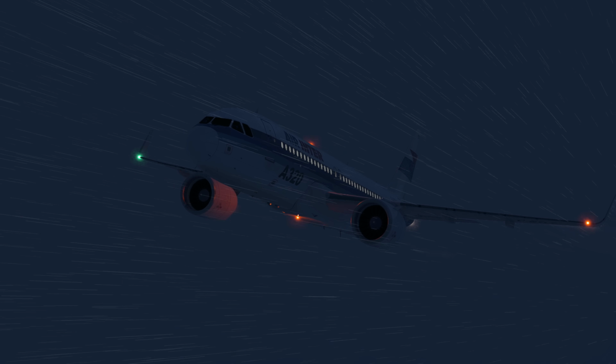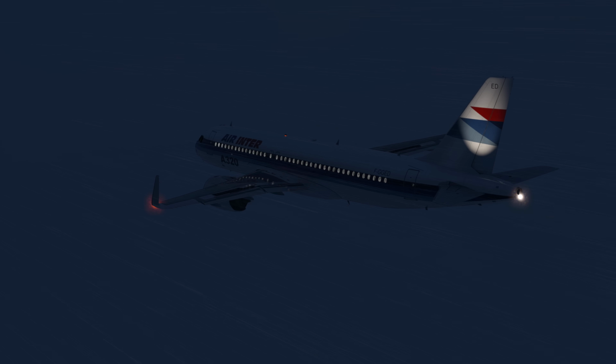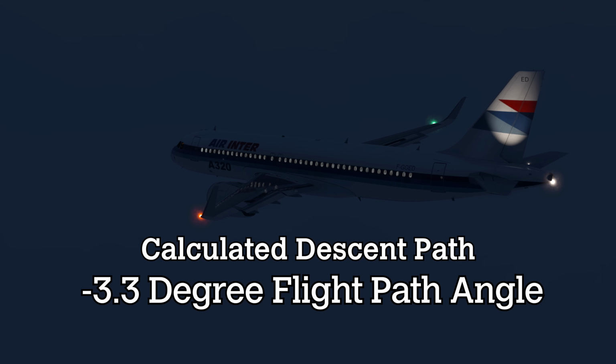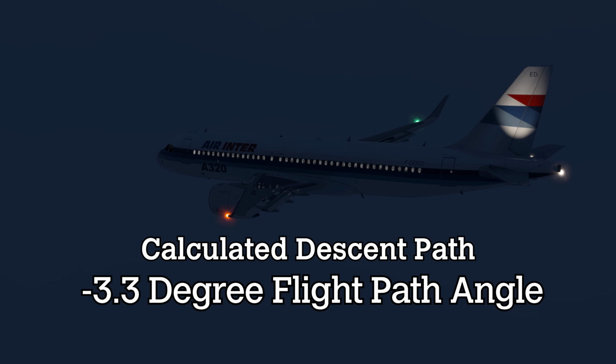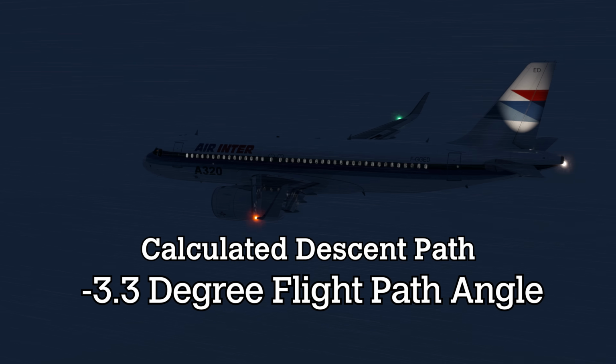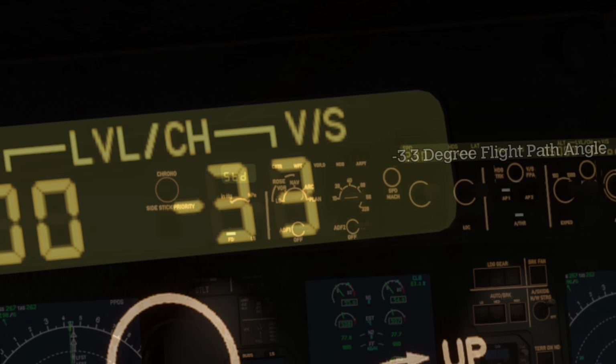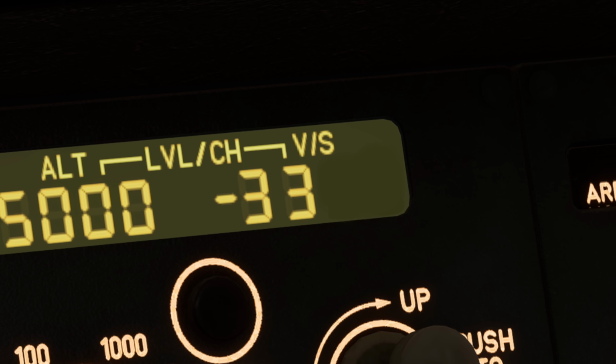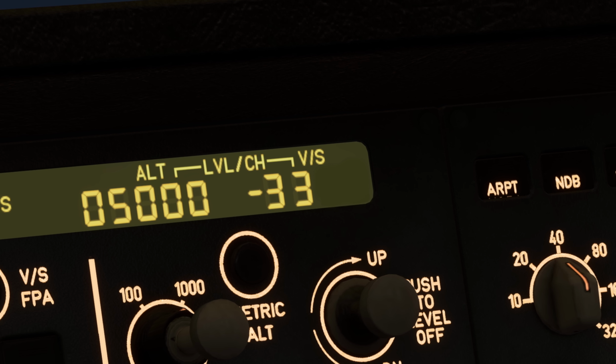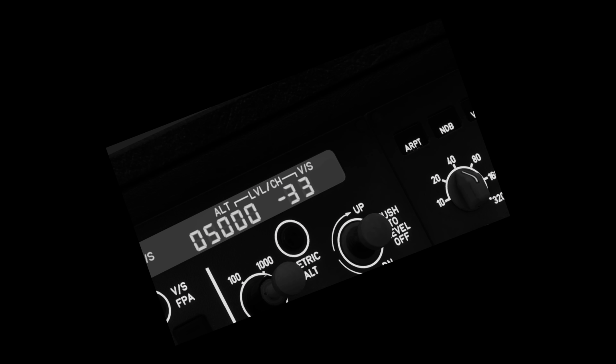Remember, they don't have altitude guidance, so any descent profile needed to be manually input by the pilots. Sure enough, the crew calculated a new descent path with a negative 3.3 degree flight path angle, so descending 3.3 degrees nose down. The captain then leaned over to the autopilot panel and attempted to input that into the autopilot. And it was here where things really fell apart.